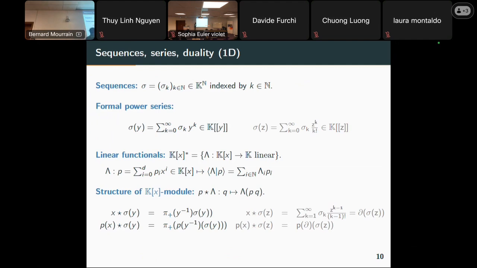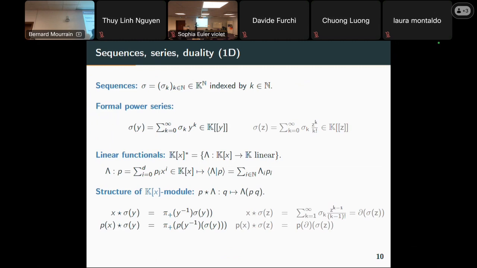Okay. So x times sigma y is, in fact, you can check. This is maybe an exercise. You replace x by y inverse. Take the product of the y inverse with the formal power series in y, and then keep the positive exponent.